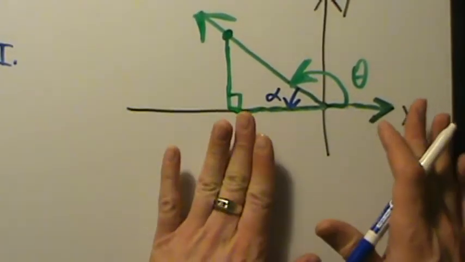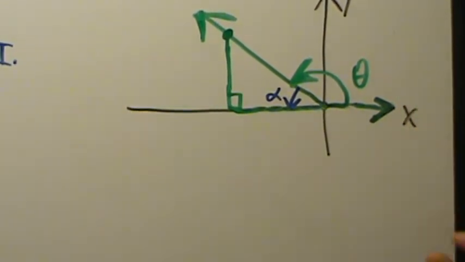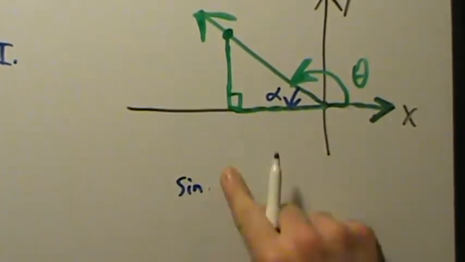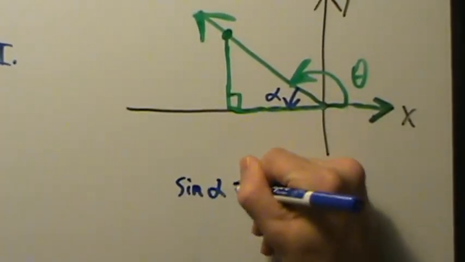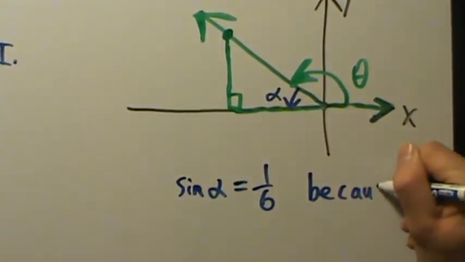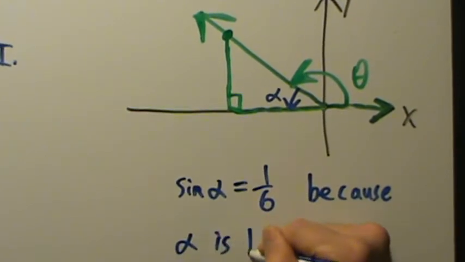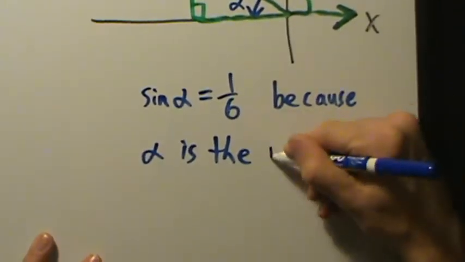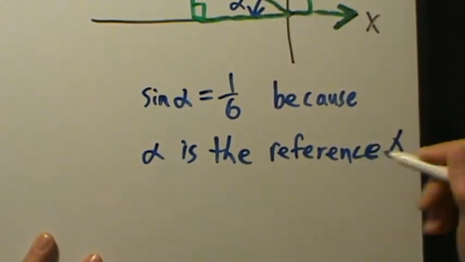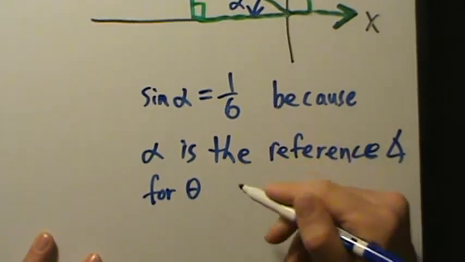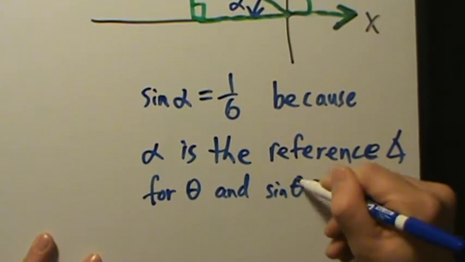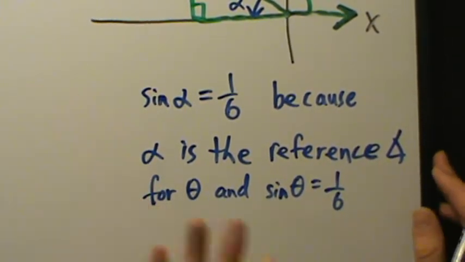Okay, so that's going to be very useful to us. How's that going to be useful? Well, now we can say this: sine of alpha equals 1/6. Why? Because alpha is the reference angle for theta, and sine of theta equals 1/6. Okay? So remember how reference angles and angles relate to each other?